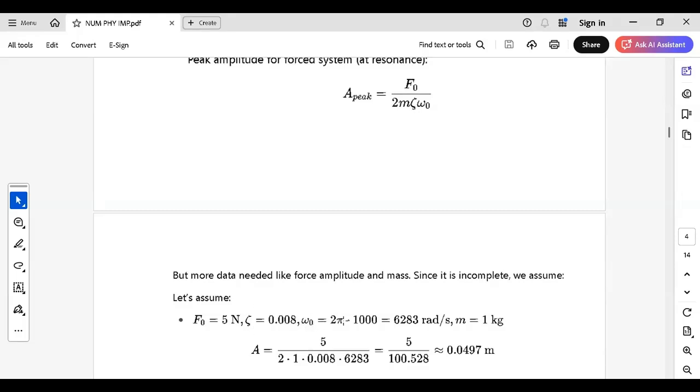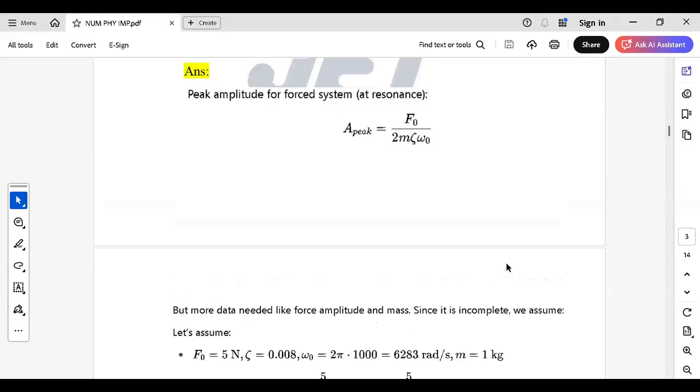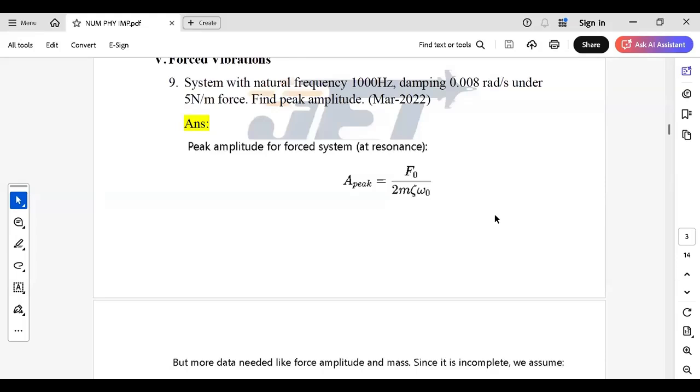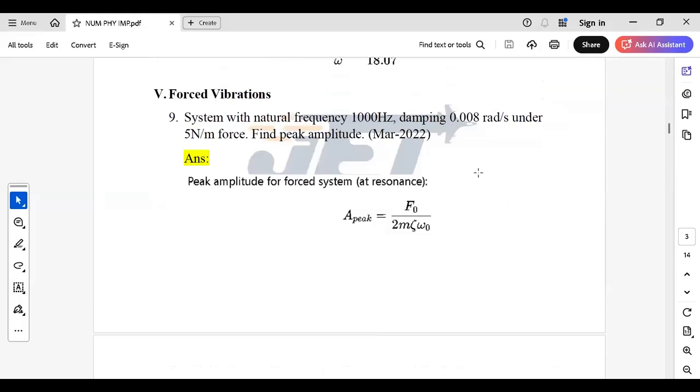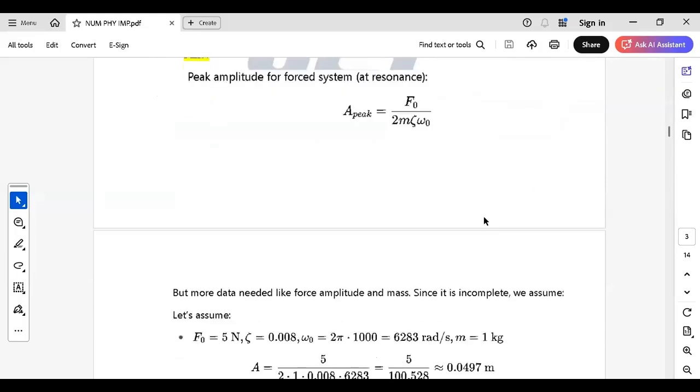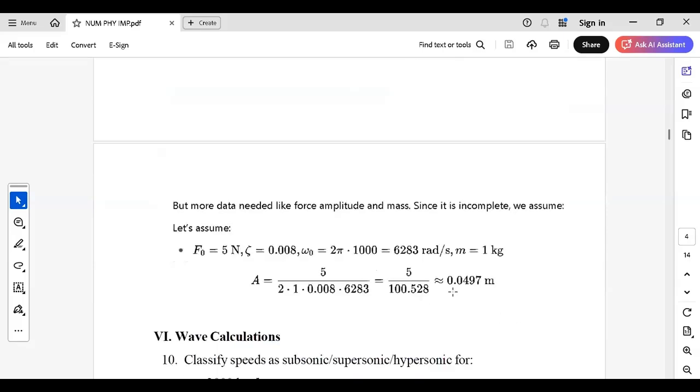Omega naught we'll take as 2 pi into 1000, which gives 6283 radians per second. M is equal to 1 kg, since they have not mentioned the mass, we are assuming it as 1 kg, right? After substituting, you will get 0.0497 meters.